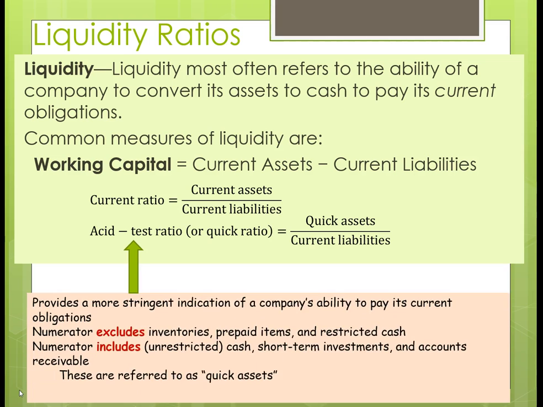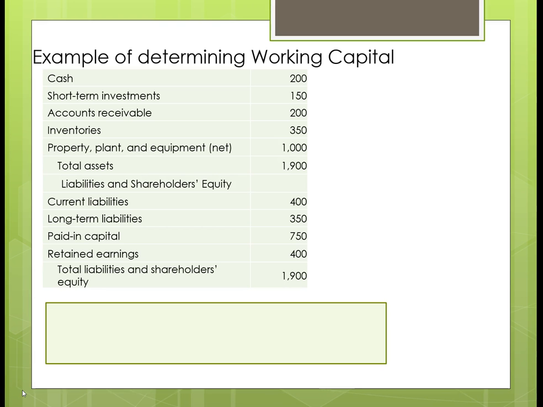So, the acid test. It provides a more stringent indication of a company's ability to pay its current obligations. The numerator excludes, we back out inventories, prepaids, and restricted cash. The numerator would include unrestricted cash, short-term investments, and accounts receivable. These are referred to as quick assets. So now let's take a look at an example.